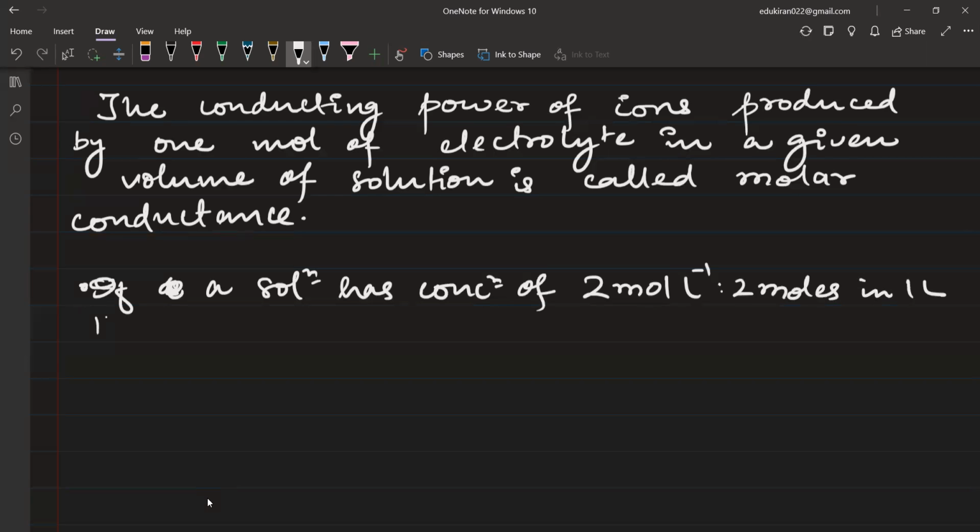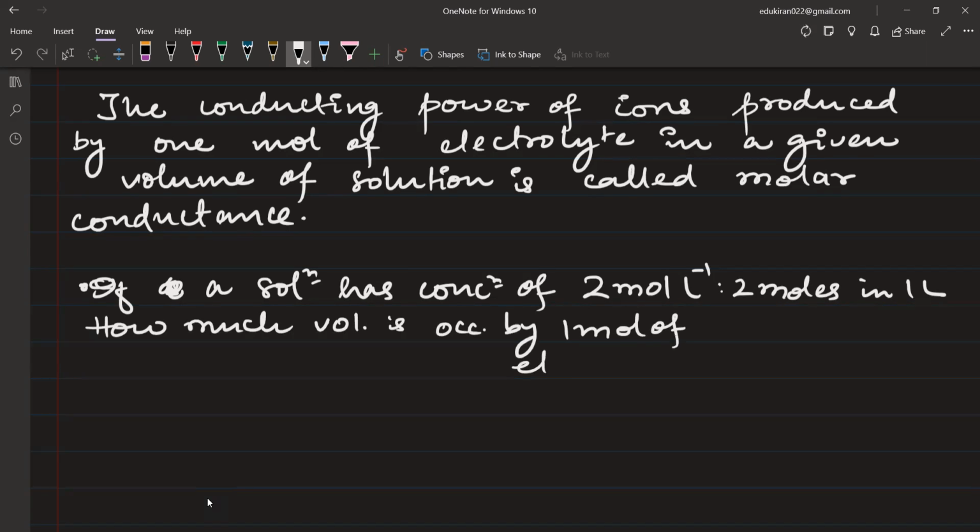Then if I ask how much volume is occupied by 1 mole of electrolyte, tell me, 1 mole will be in what volume? If there are 2 moles in 1 liter, then 1 mole will be in how many liters? 1 mole will be in how many liters? Tell me, guys.